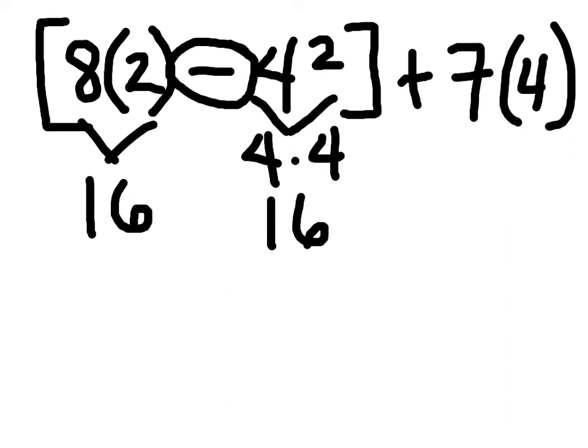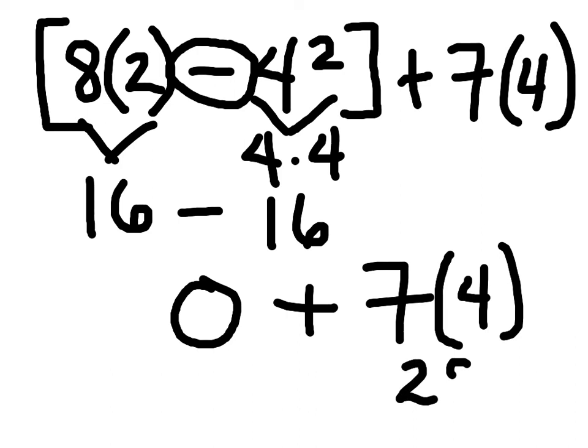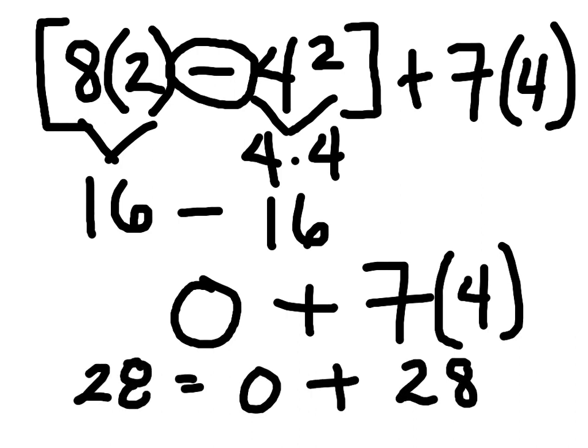So then we have 16, we pull down the minus. 16 minus 16, don't think too hard. 0. And then we pull down the plus and the 7 times 4. 7 times 4 is 28. And 28 plus 0 is 28. You got it.